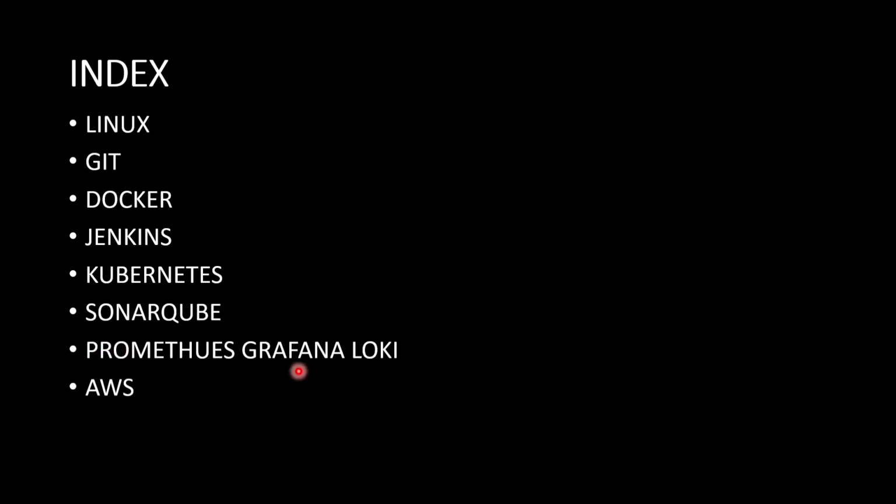Why do we use Prometheus, Grafana and Loki? Generally for monitoring purposes. Grafana is for visualizing. Prometheus is for fetching metrics, like CPU, memory usage, uptime, load, and network related things. The data source for Prometheus is node exporter.